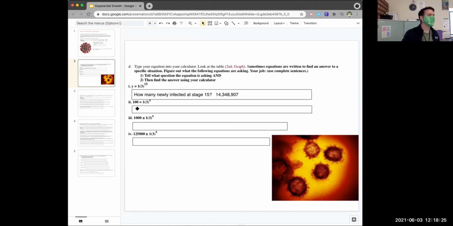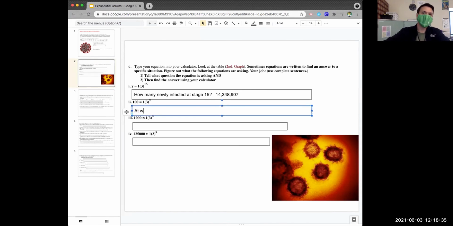The number of people newly infected. So what this is asking is, when are you going to get 100 people newly infected? Or another way to say that is, at what stage is there 100 newly infected?